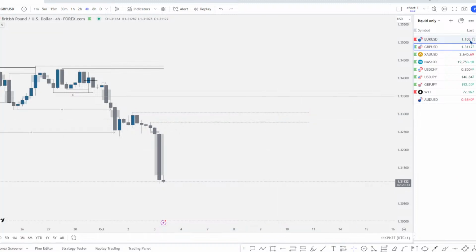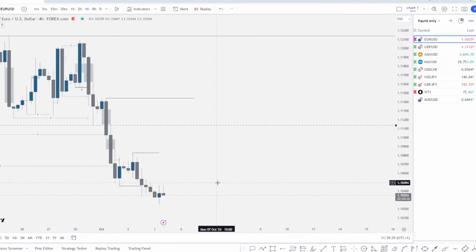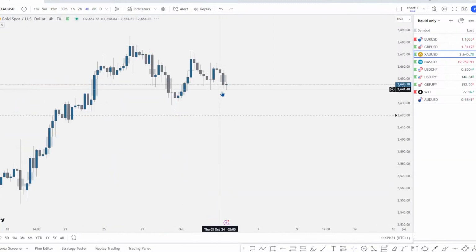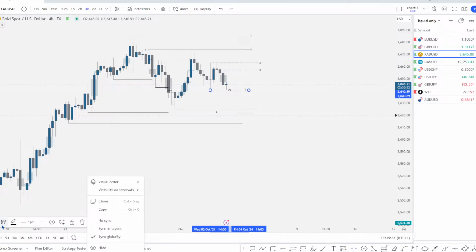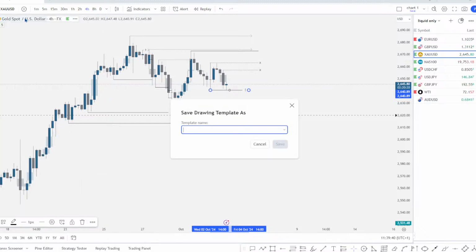These would be, get some gold. I want it as this. So save this template as entry zone. Cool.